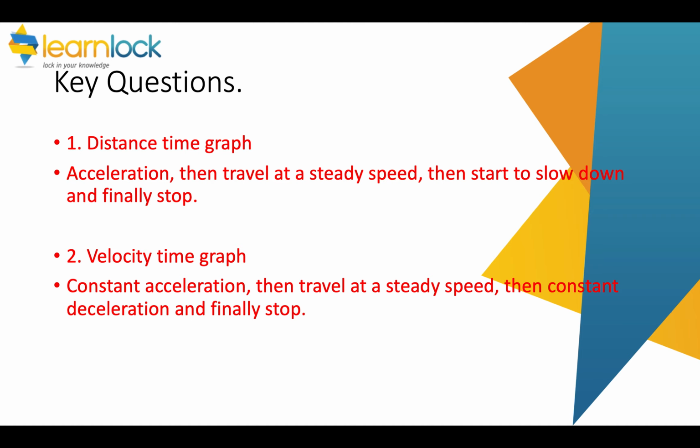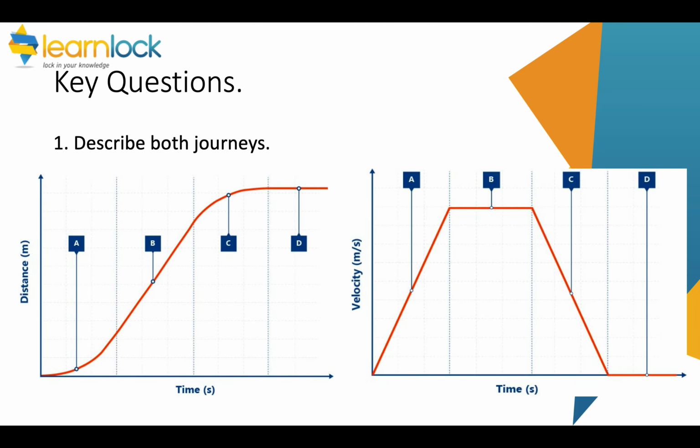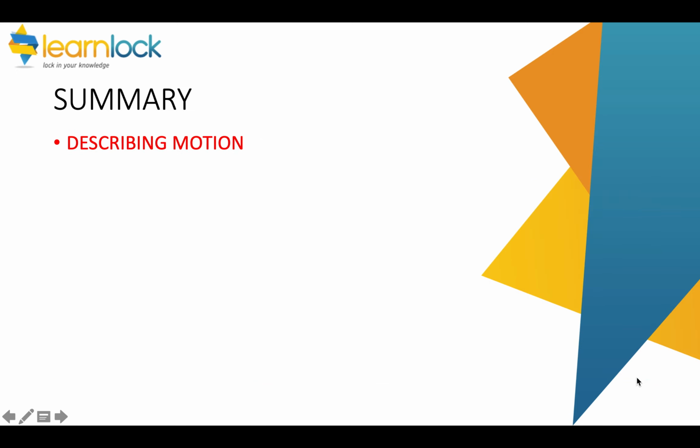In the second graph, it's a very similar journey, but the picture looks different because it's a velocity time graph. So at first it's constant acceleration, then travelling at a steady speed, then constant deceleration, and then finally at the bottom here, stationary. In summary, we've looked at describing motion.